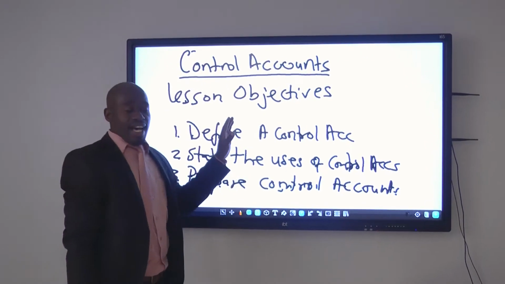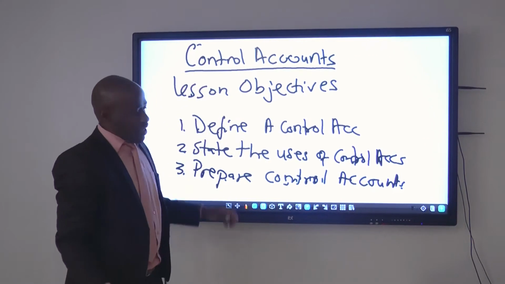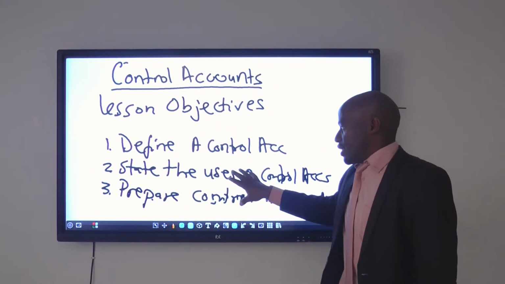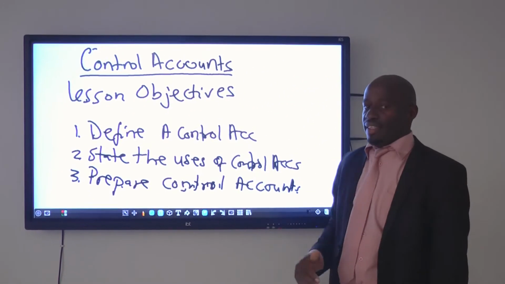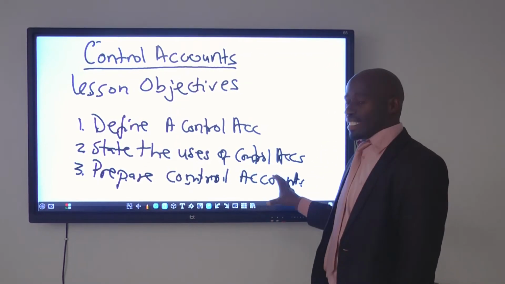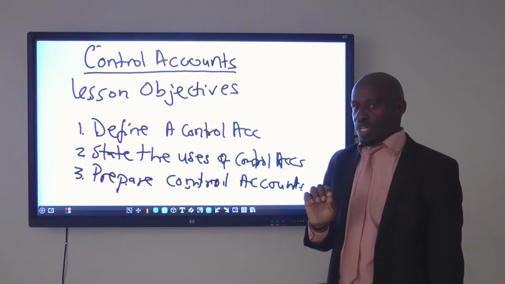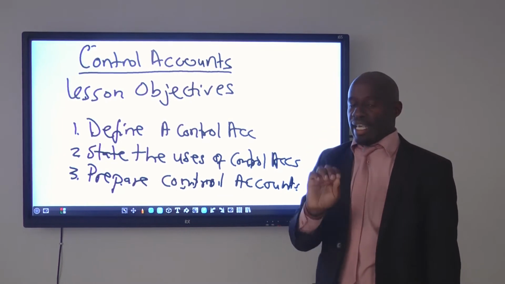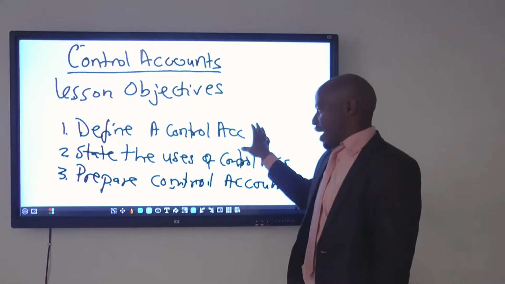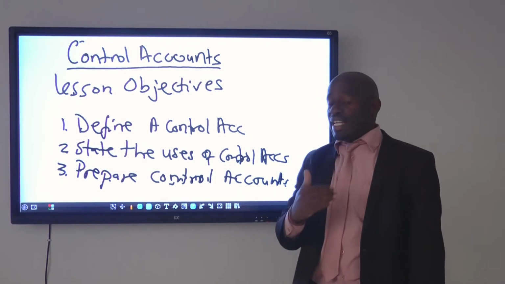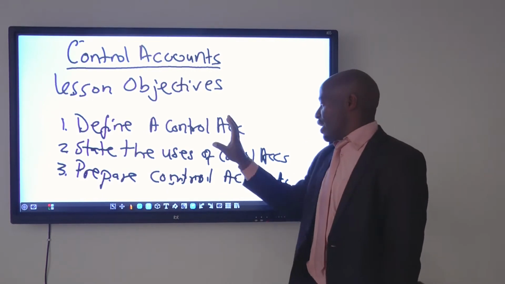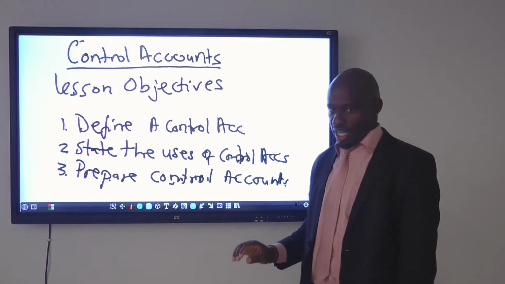Now, these are our lesson objectives. We need to ensure that by the end of the lesson, we're in a position to define a control account, and to state the uses. We should be able to articulate reasons for preparing such accounts. Then, having done that, are we in a position to prepare a control account? Okay.